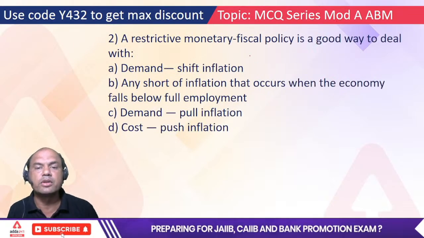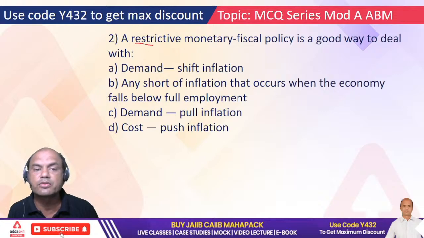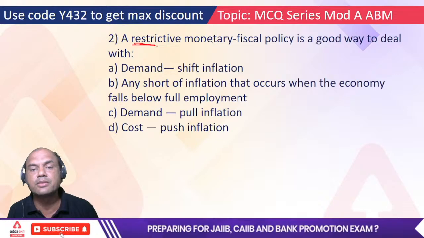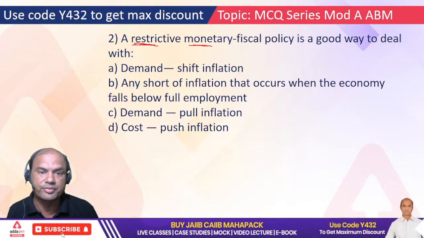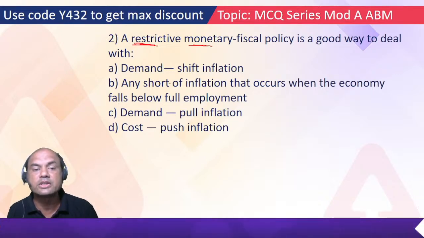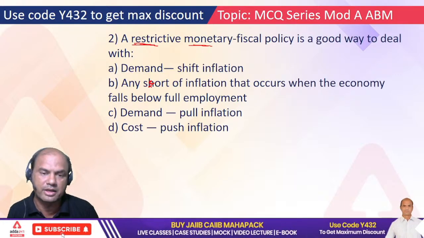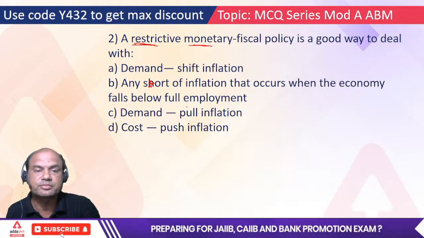A restrictive monetary fiscal policy is a good way to deal with restrictive. Restrictive means what? It restricts the money flow. Restricting the money flow means CRR and the repo rate will be higher. Demand shift inflation, any sort of inflation that occurs when the economy falls below full employment. Demand pull inflation and cost push inflation. So what do you think should be the right answer?